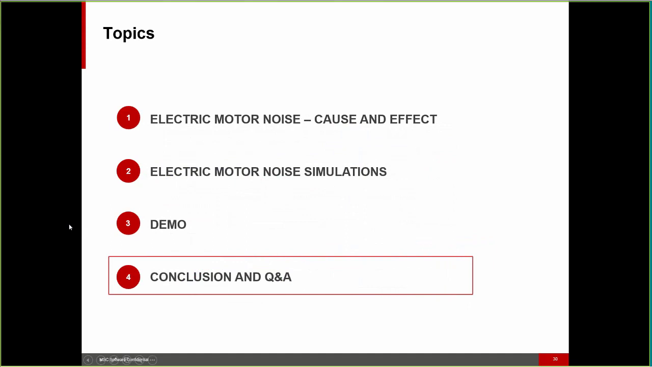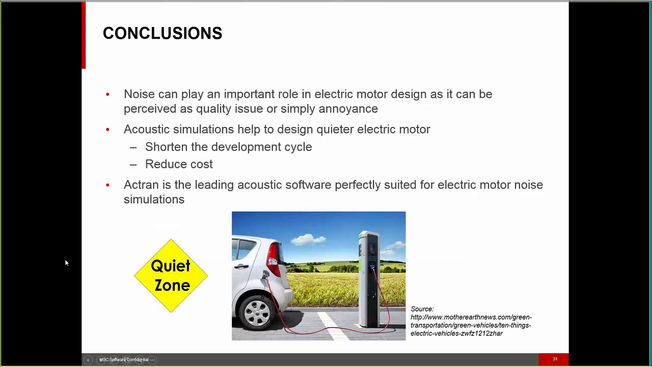Now, let us conclude the presentation by summarizing what we have talked about. So in conclusion, noise can play an important role in electric motor design, as it can be perceived as either a quality issue or simply just as annoyance. Acoustic simulation helps to design quieter electric motors. Simulation can shorten the development cycle and also reduce the overall development cost. And we have demonstrated how Actran, the leading acoustic software, can perfectly model electric motor noise.